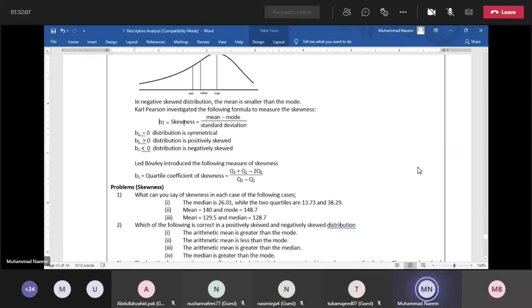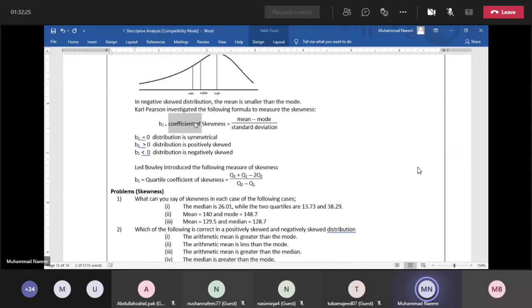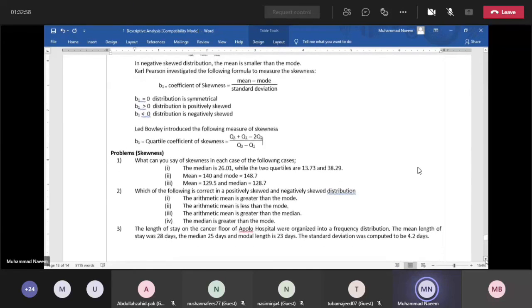So B1 we denote the coefficient of skewness. If this value is equal to 0, the distribution is symmetrical. If it is positive, greater than 0, it is positively skewed. If it is negative, it is negatively skewed. Also, we have another alternative. When quartiles are given, even then we can decide about the skewness. So try these questions.